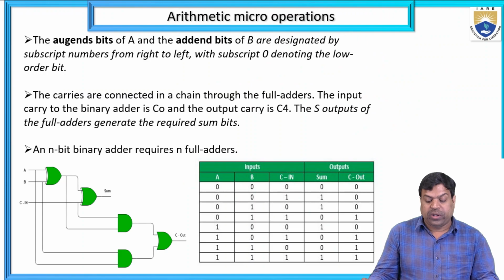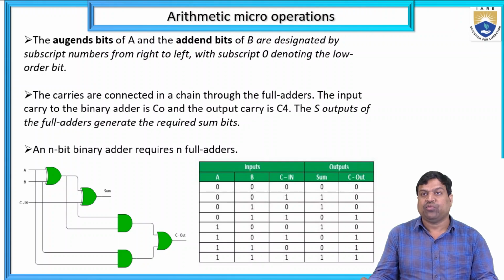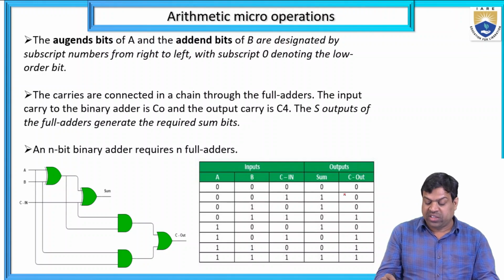The augend bits of A and the addend bits of B are designated by the subscript numbers from right to left, with the subscript zero denoting the lower order bit. The carries are connected in a chain through the full adders. The input carry to the binary adder is C0 and the output carry is C4. The S output of the full adder generates the required sum bits. An n-bit binary adder requires n full adders. So how many are there here? Input A, B, and is there any carry? Then it is added. If there is no carry, nothing is added.